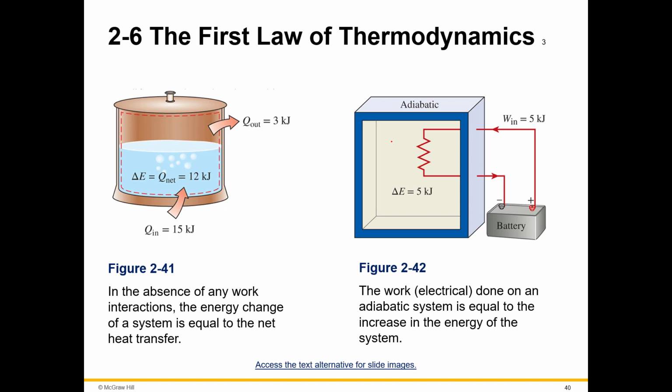The electrical work done on an adiabatic system is equal to the increase in the energy of the system, right? So we're not getting any heat transfer through the boundary. So the work, which is electrical, which goes through here in an adiabatic system, is equal to the increase in the energy of the system that comes in, right?